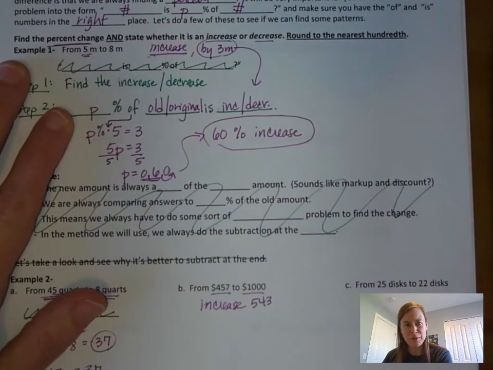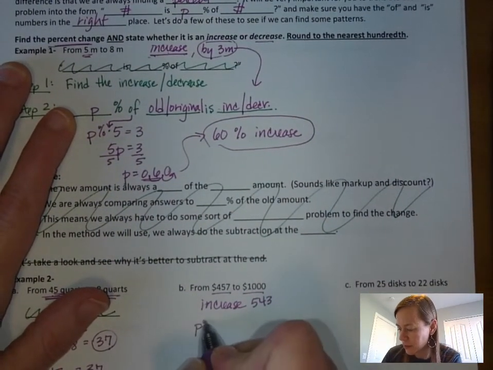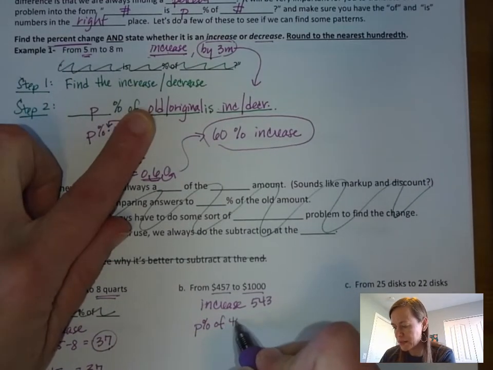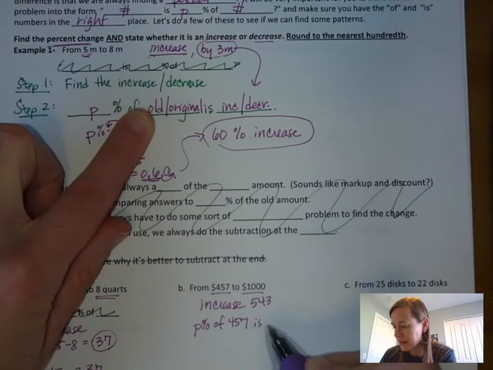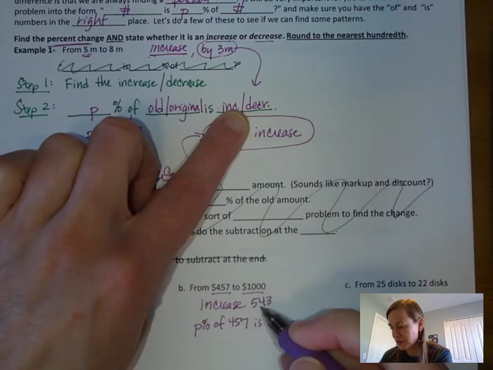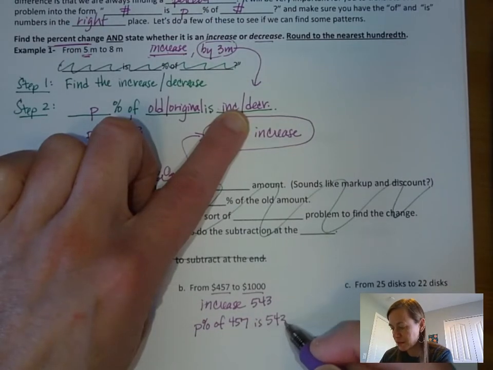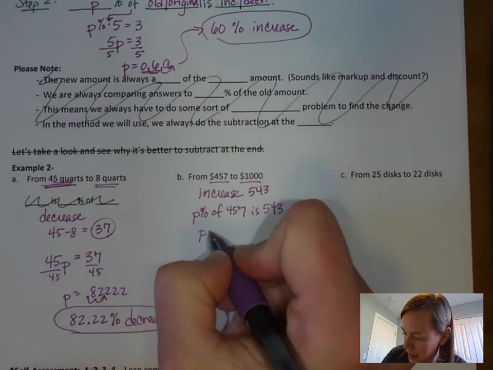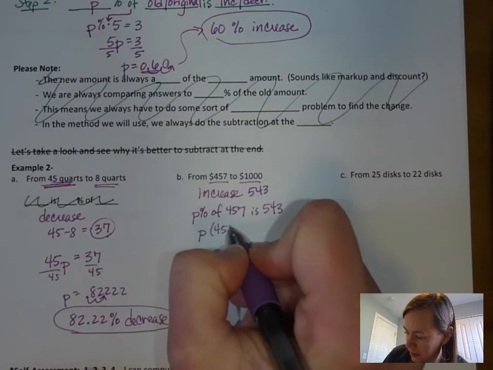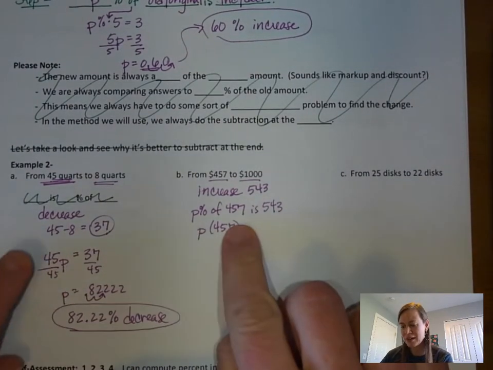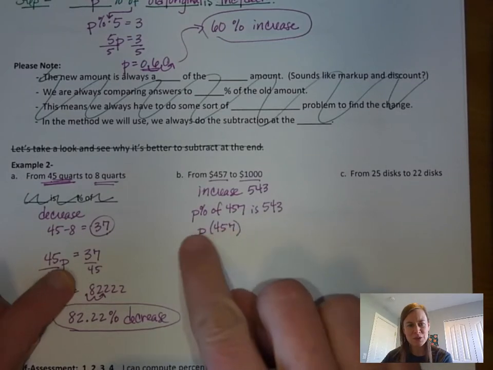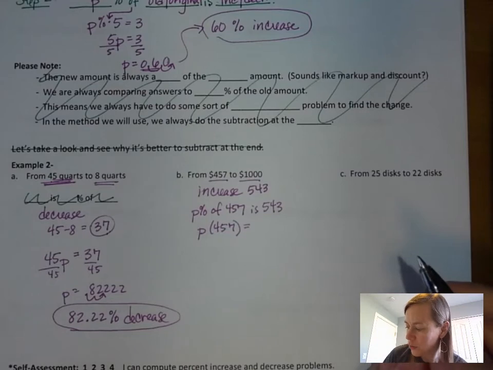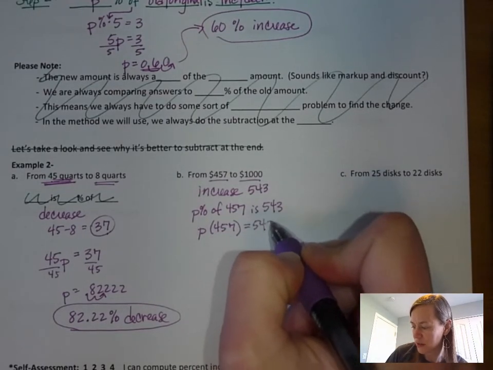Now remember, we have P percent. I'm going to write it out this time. P percent of the old price. Old price is 457. Is the amount of the increase or decrease, which is that 543. Okay, now let's put it in math. So P times 457. So this is the same as what I did over here, except this time I didn't switch my order around, right? And the "is" is going to be equals, and then still 543.